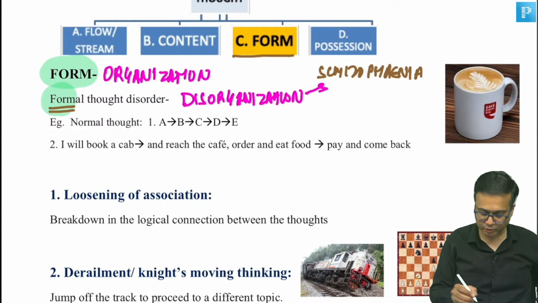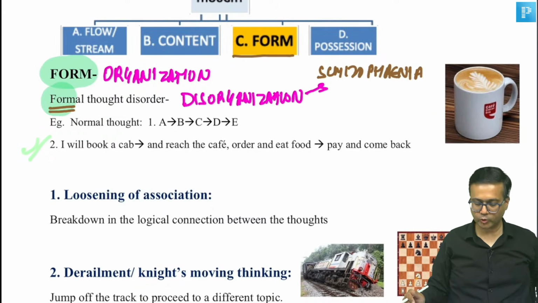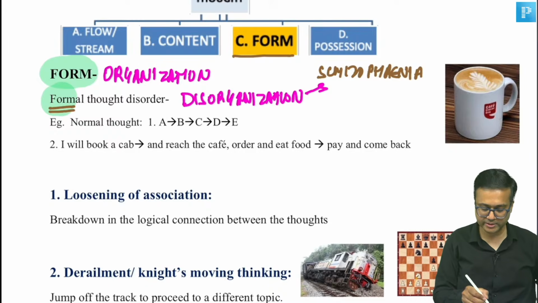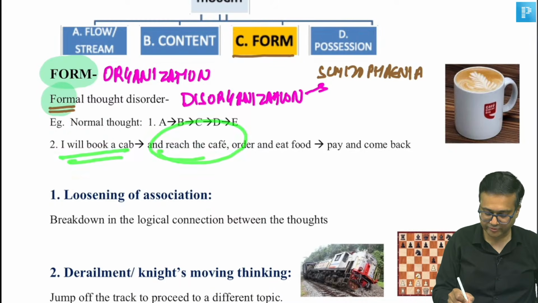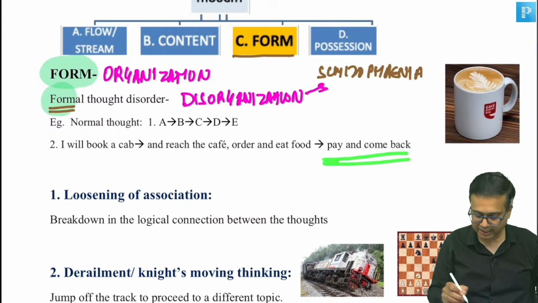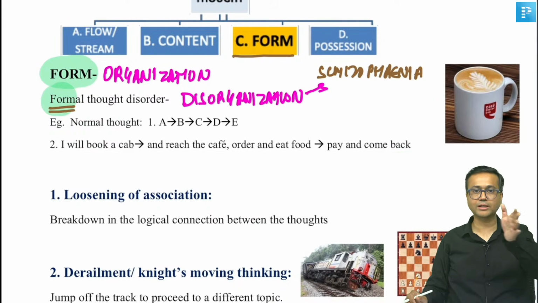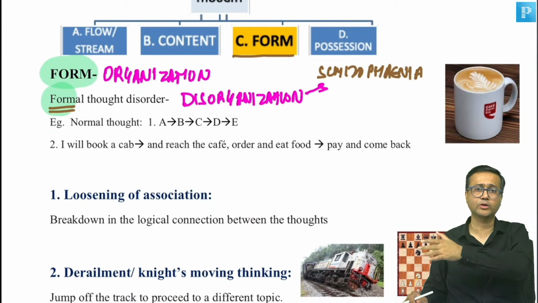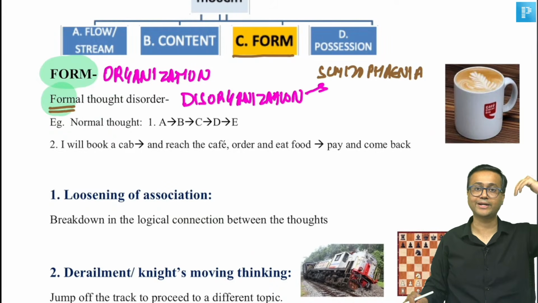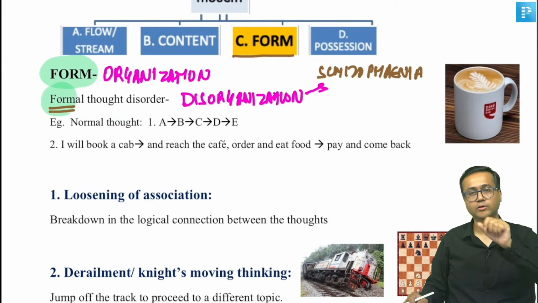Let's pick up one more thought. Suppose you want to have food outside, you want to have coffee outside. So what thought will come in your mind? You will say, sir, I will book a cab, I'll reach the cafe, I'll order food and coffee, I'll eat, I'll pay and I'll come back. Can you appreciate, it's a logically connected thought, everything is logically connected, there is a start, a middle point, an end. You're able to understand. So this is a normal form.